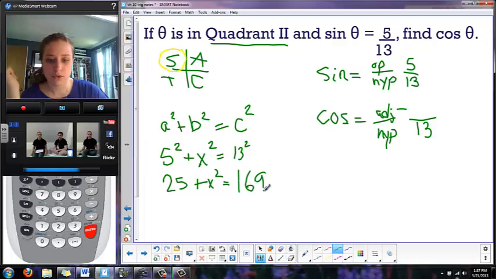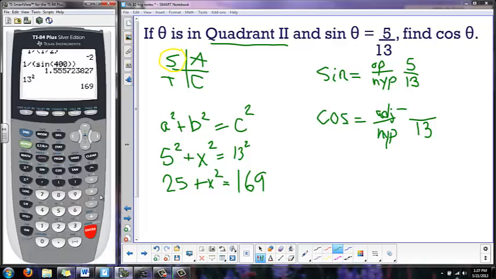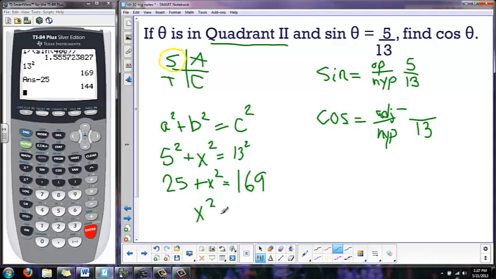And then I need to subtract 25 from that. Sorry. I don't know who that is. I need to subtract 25 from 169. 144. Okay. So if x squared is 144, I want to know what that opposite side is, so I need to take the square root. And the square root of 144 is 12, so x is equal to 12. So that means that the adjacent or the missing side of my triangle is 12.